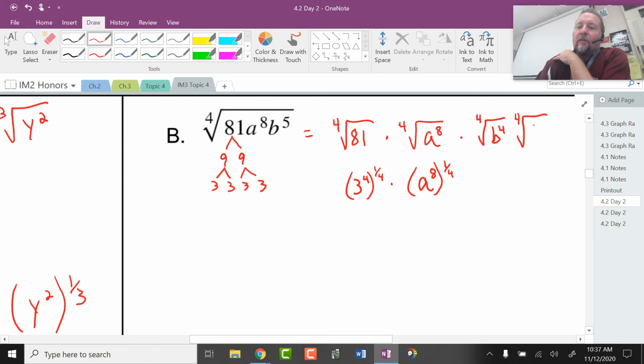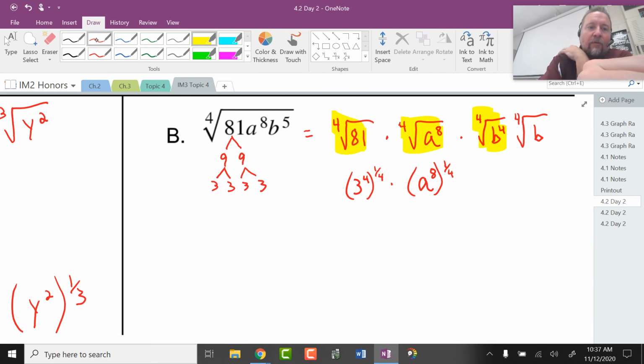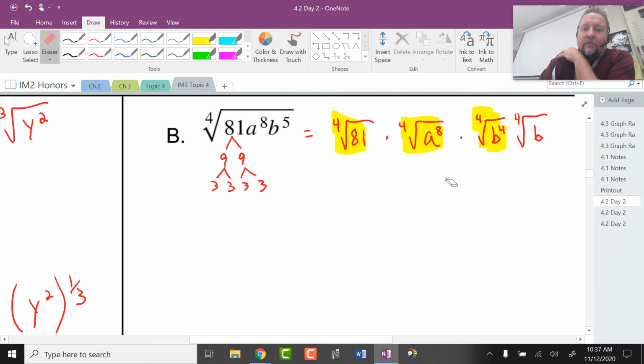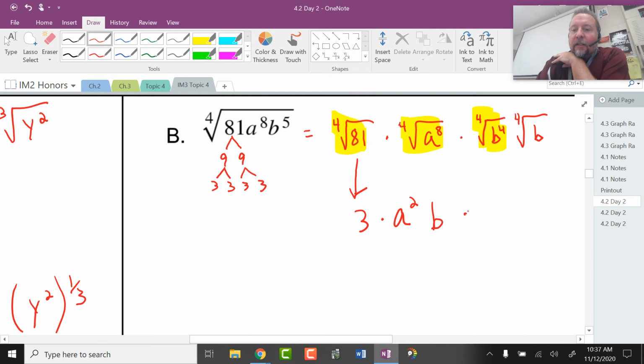Okay. And then what I like doing is this perfect fourth root, perfect fourth root, perfect fourth root. These come out. And I'm going to go ahead and erase this. Get this out of the way. What was the fourth root of 81 again? And then the fourth root of a to the eighth. Fourth root of b to the fourth. And then stuck in jail, the fourth root of b.